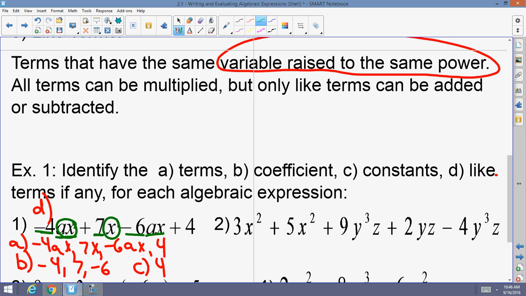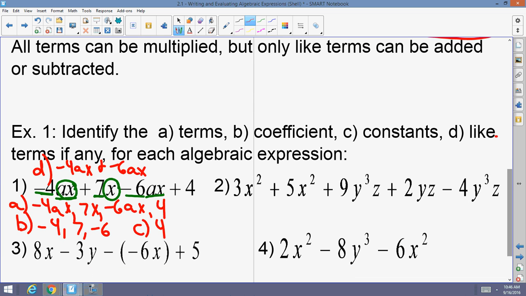Thank you, my brother. I think what you're talking about is you thought I was saying they were like terms. They're not. For D, D is the like terms. What are the like terms here? Negative 4ax and negative 6ax. Those guys I will be able to add, and that's what we're going to be doing a little bit later today. Okay. How about number 2? And actually, let me give us a little bit more space.